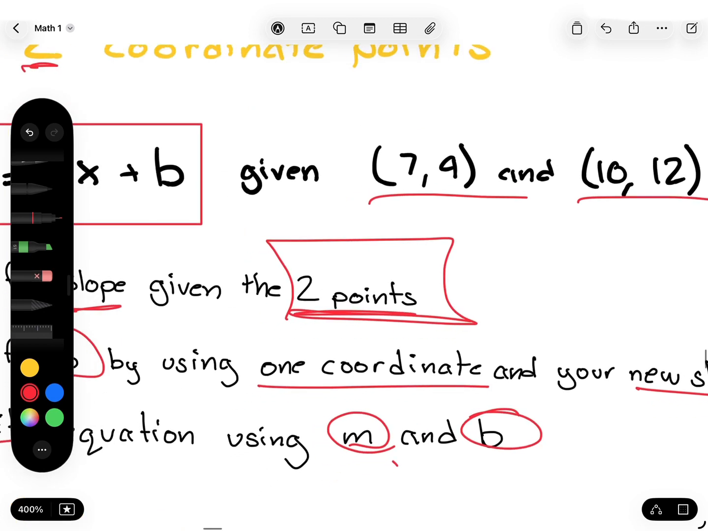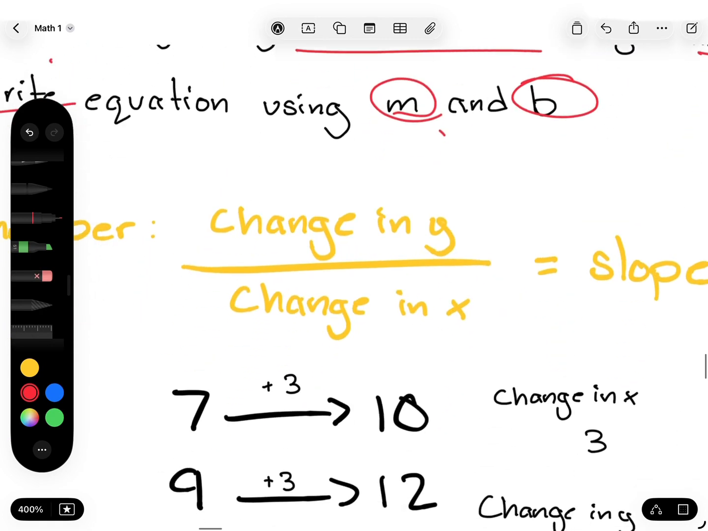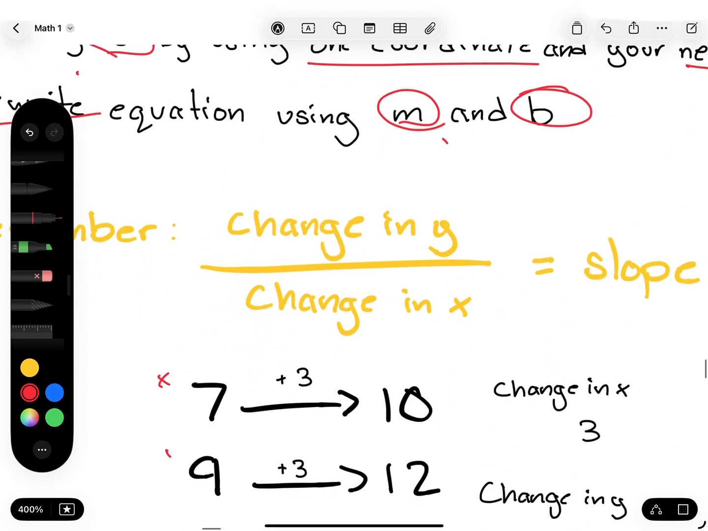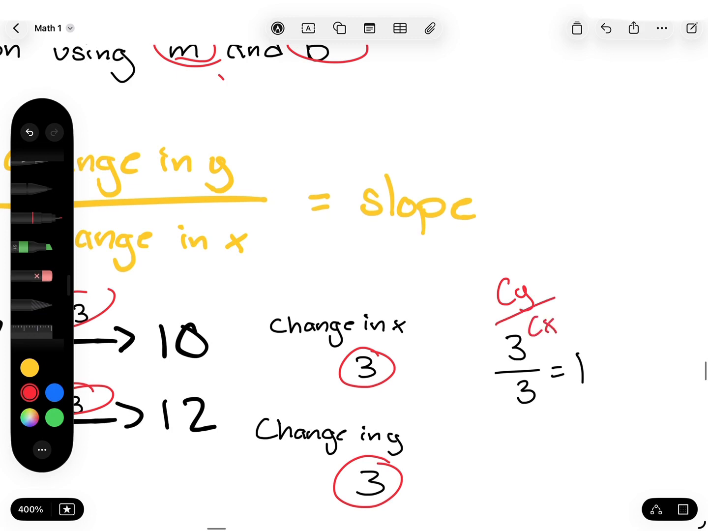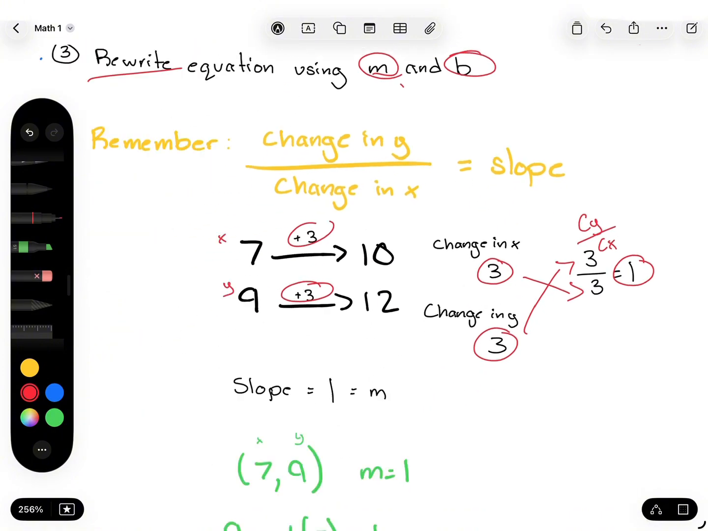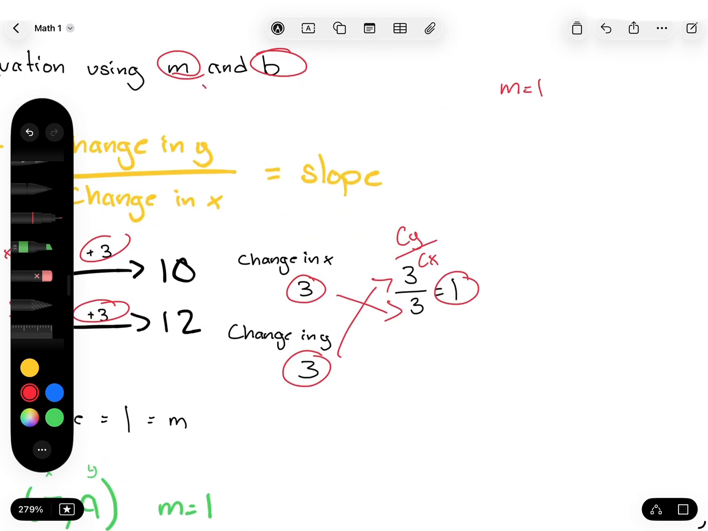But if you remember from our review, it is rise over run, or our change in y over our change in x. So what we do is we line up our four points. These are our x's and these are our y's. And we just measure the change from one to the other. 7 plus 3 is 10. 9 plus 3 is 12. Our change in x is 3. Our change in y is also 3. Remember, it is change in y divided by our change in x. 3 divided by 3, which happens to be 1. This makes our slope, or m, equal to 1. So now that we have some information, let's just put that over to the side over here.